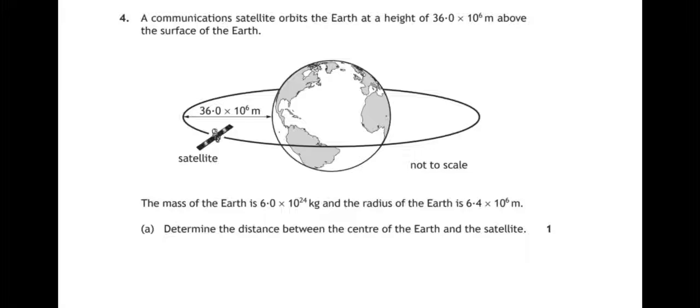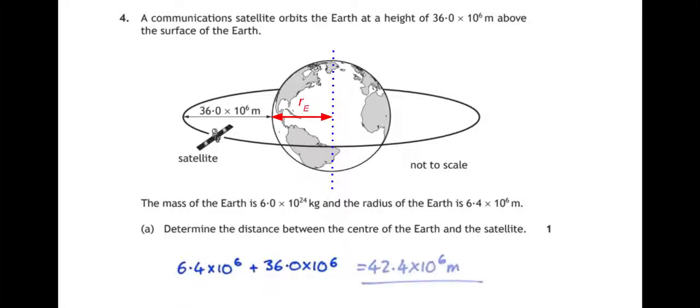So, as we can see in the diagram, the satellite orbits at a height of 36 times 10 to the power 6 meters above the surface of the Earth. To find the distance above the center of the Earth, we need to add on the radius of the Earth, which was given in the question. So it's a straightforward adding up sum. 6.4 times 10 to the power 6 plus 36.0 times 10 to the power 6 gives us a total of 42.4 times 10 to the power 6 meters.